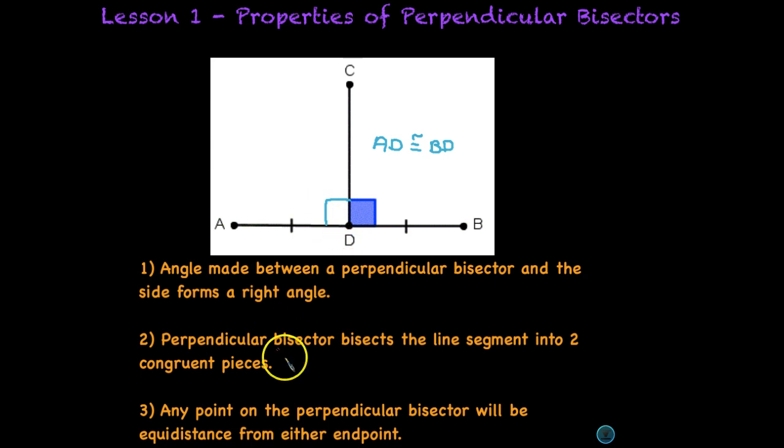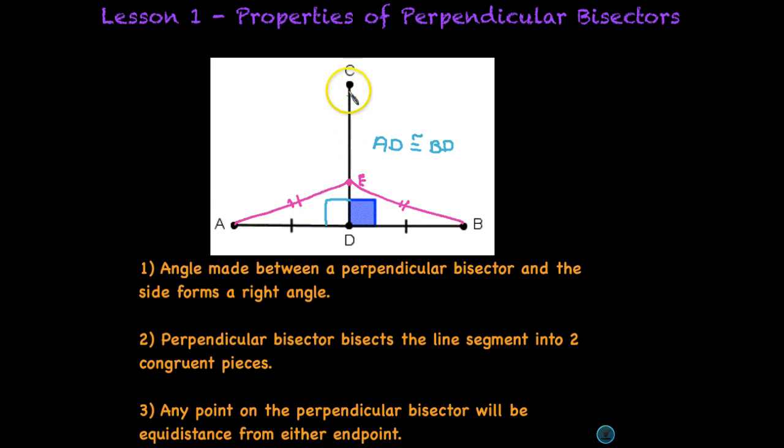But we can take this idea and apply it to any point on the perpendicular bisector. Like I could make point E, for example, right here. And if I made point E, then the distance from AE, drawn like this, to EB, drawn like that, would also have to be congruent. So this AE would be congruent to BE over here.